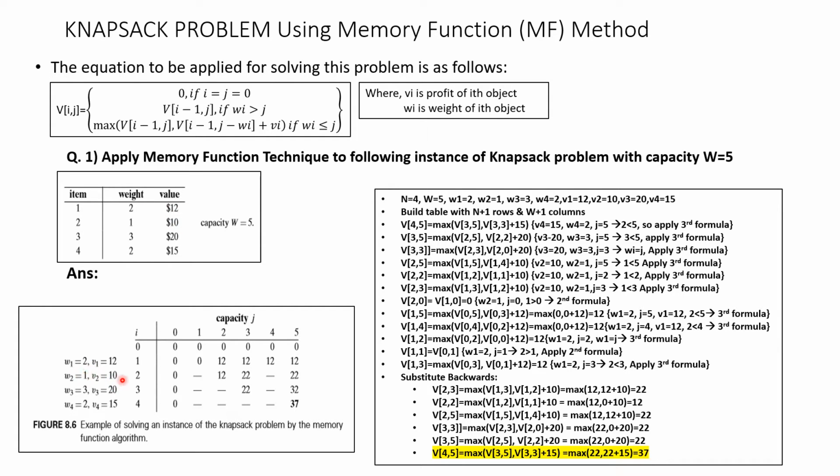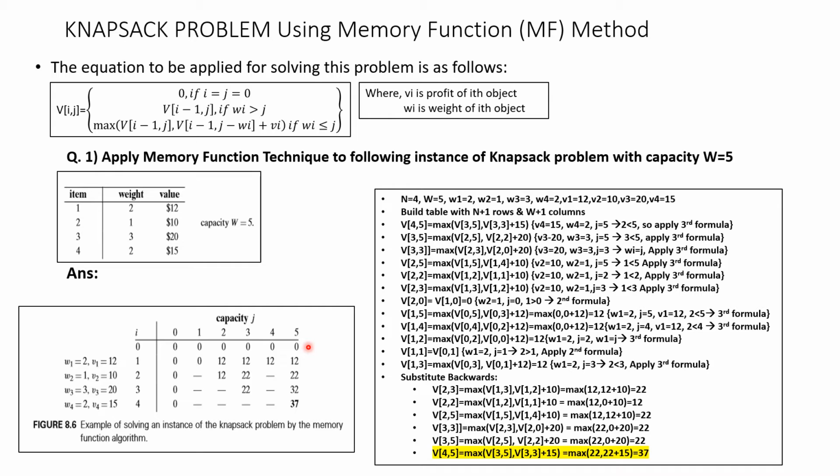W2 is 1, V2 is 10, means the weight of the second object is 1 and the profit of the second object is 10. Now, as before, you fill the first column of the table and the first row with zeros.